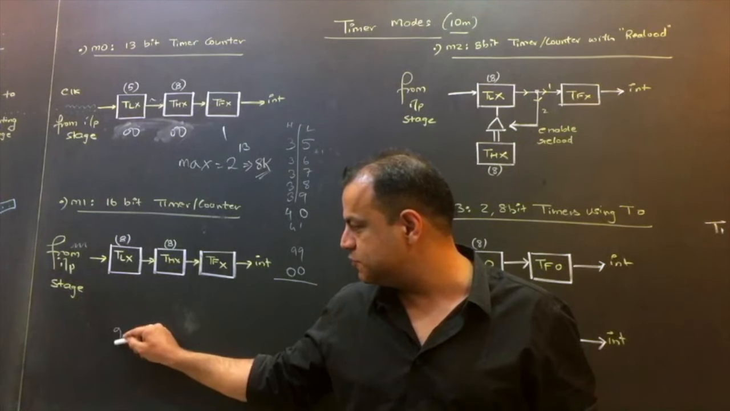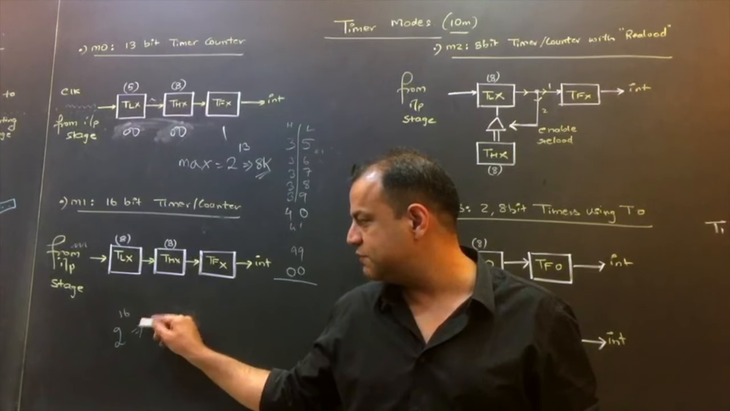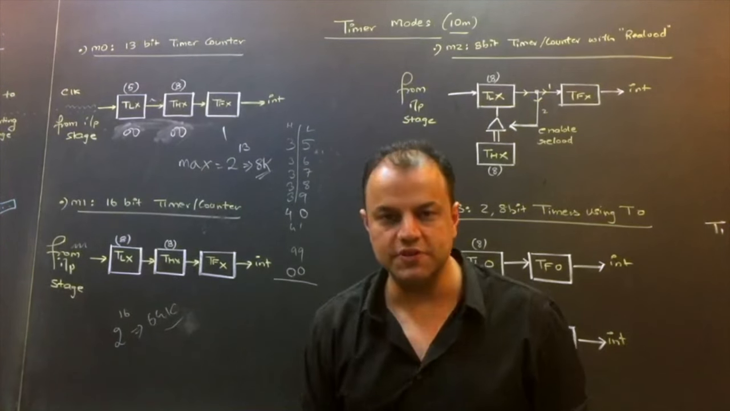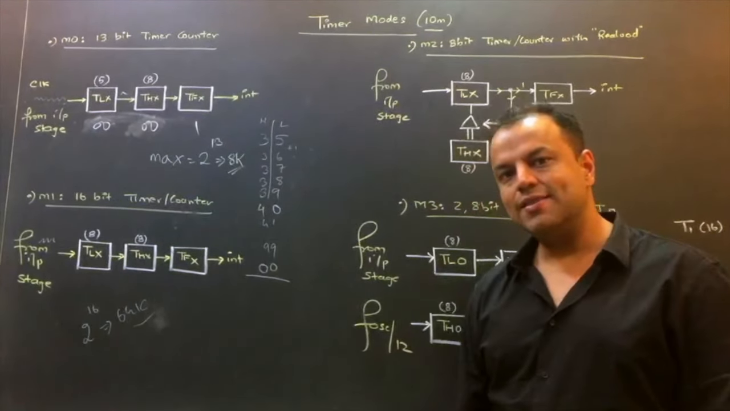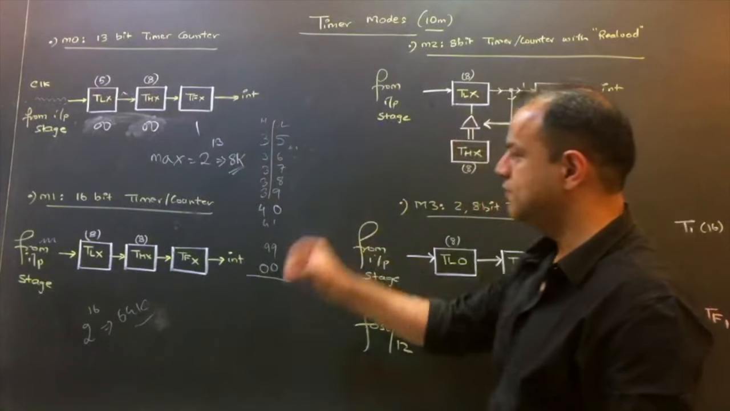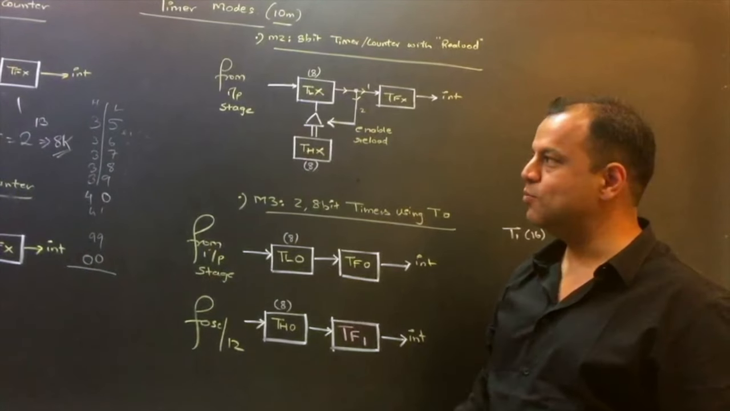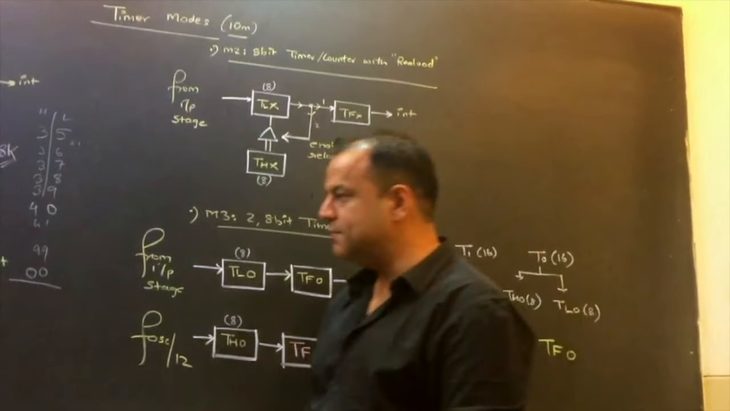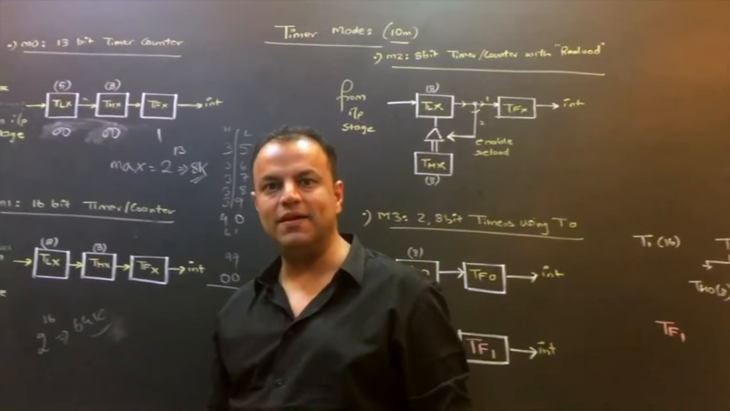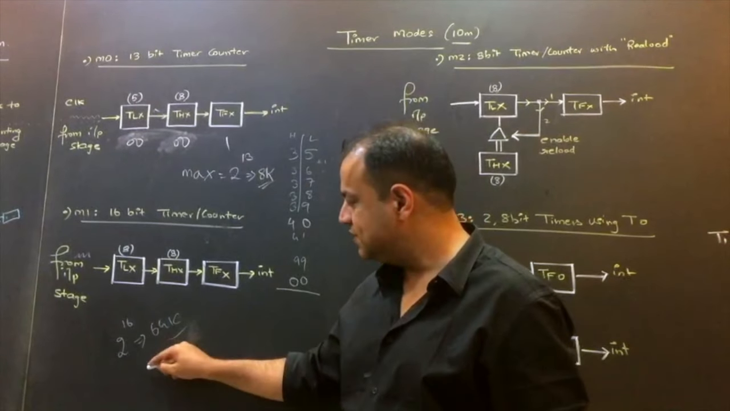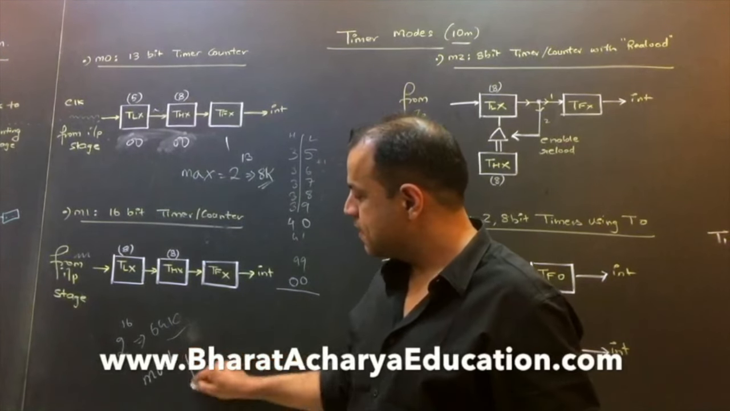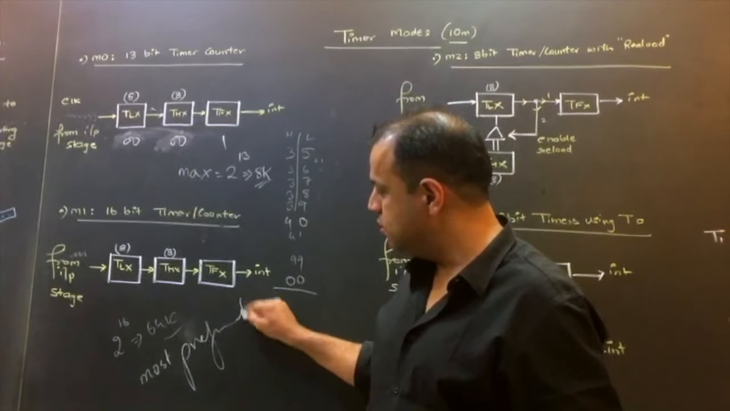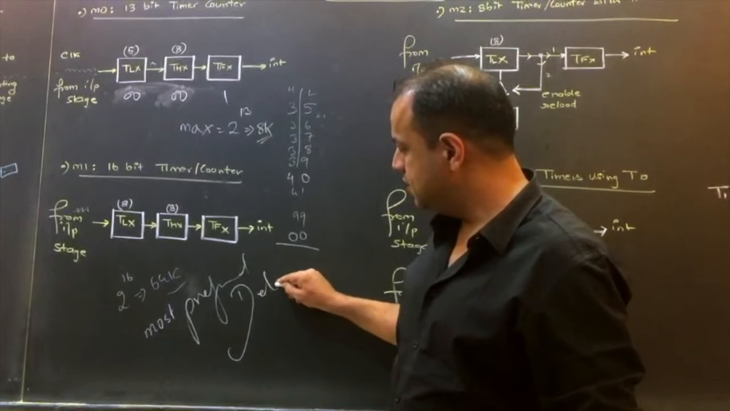So the max number of pulses you can count is 2 raised to 16 or 64k, however you want to say it. You can do 64k counts. Do you understand? This is the biggest of all the modes. That is 13, this is 16, this is 8, this is again 8. That means this mode produces the biggest possible delay. So this is the most preferred mode to produce a delay.